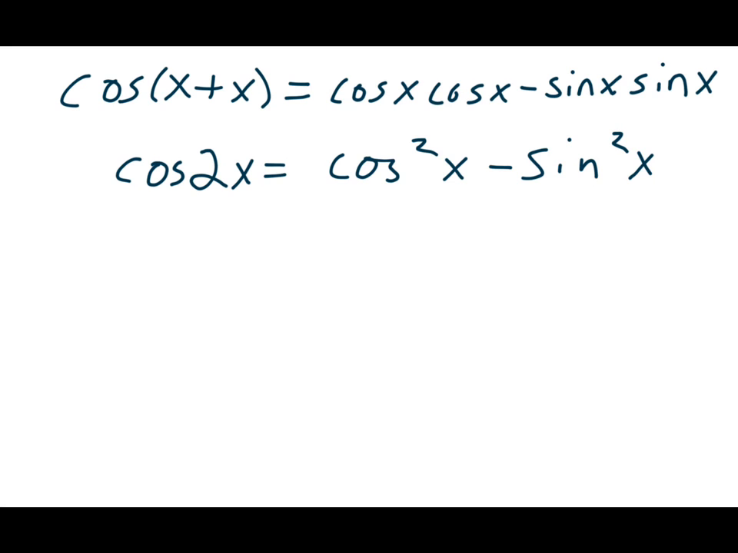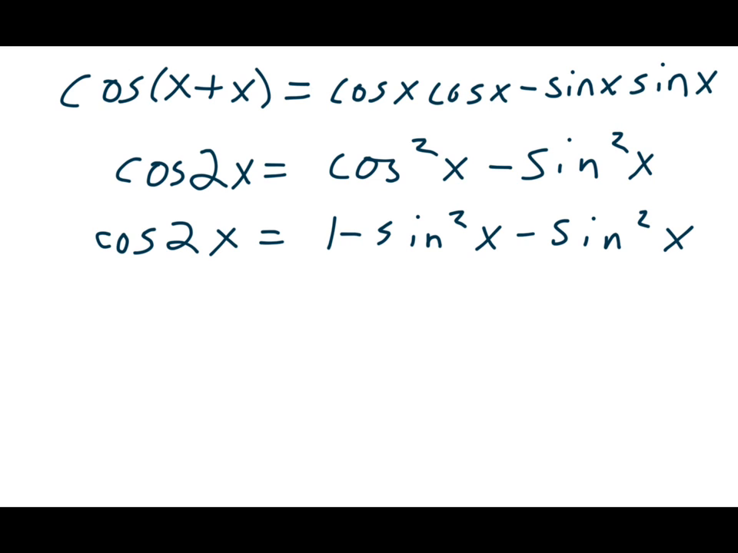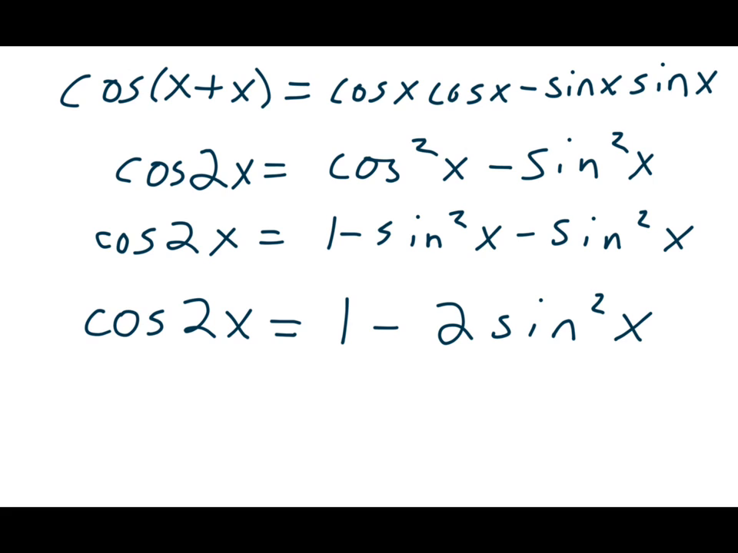Another way of thinking about it is we can change that cosine squared to 1 minus sine squared, like I did in the last section. There's just two ways of thinking about it. Which gives you 1 minus 2 sine squared x. Just a different way if you wanted to use that.